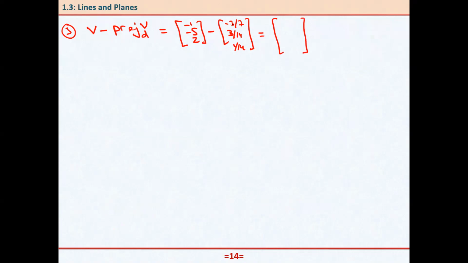Now we can simplify and get the components of this vector. What is minus 1? Minus minus is plus, so 3 over 7 minus 1 gives minus 4 over 7. Second, minus 5 minus 3 over 14. The last one is 2 minus 1 over 14, which is 28 minus 1, 27 over 14. So that is V minus the projection of V onto D.